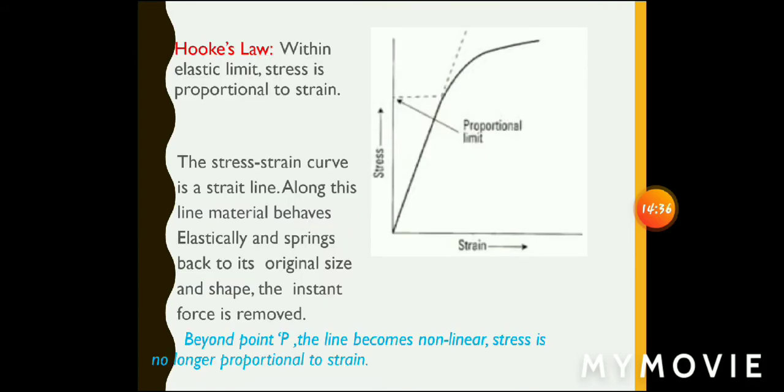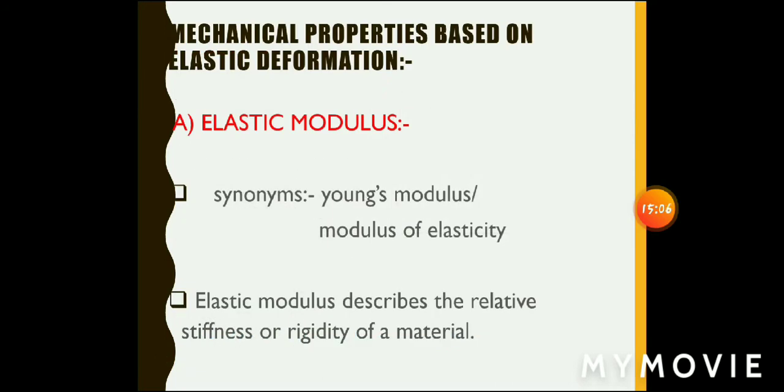Now coming to Hooke's law. Hooke's law states that within the elastic limit, that is within the proportional limit, stress is directly proportional to strain. That means whenever you are increasing the stress, the strain will increase. The stress strain curve will be linear, and the material also behaves elastically. That means it will spring back to its original size and shape the moment the force is removed. Beyond that point, the line becomes non-linear, and the stress is no longer proportional to strain. Now it's really easy if you understand this graph. The further slides will be just like a cakewalk for you.